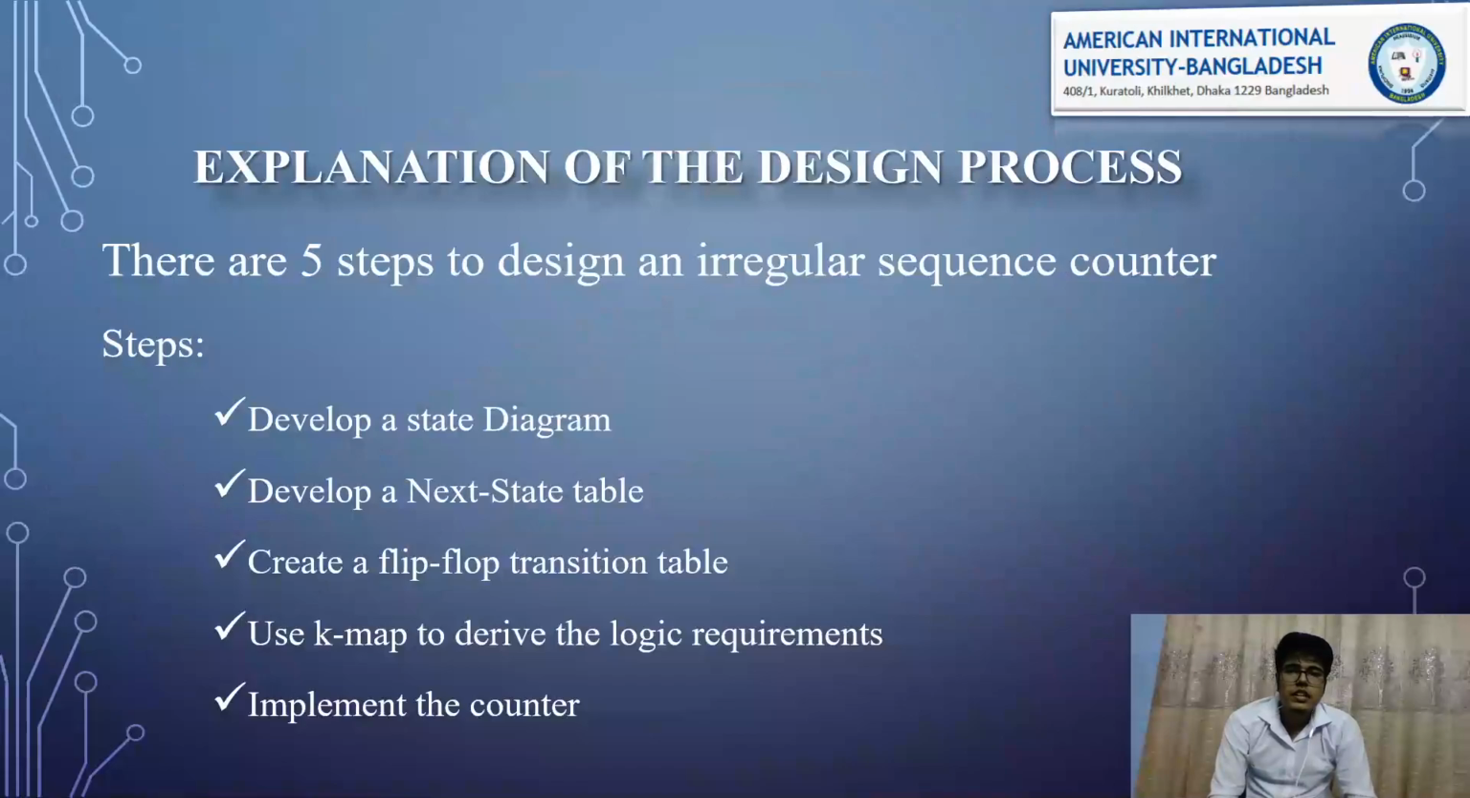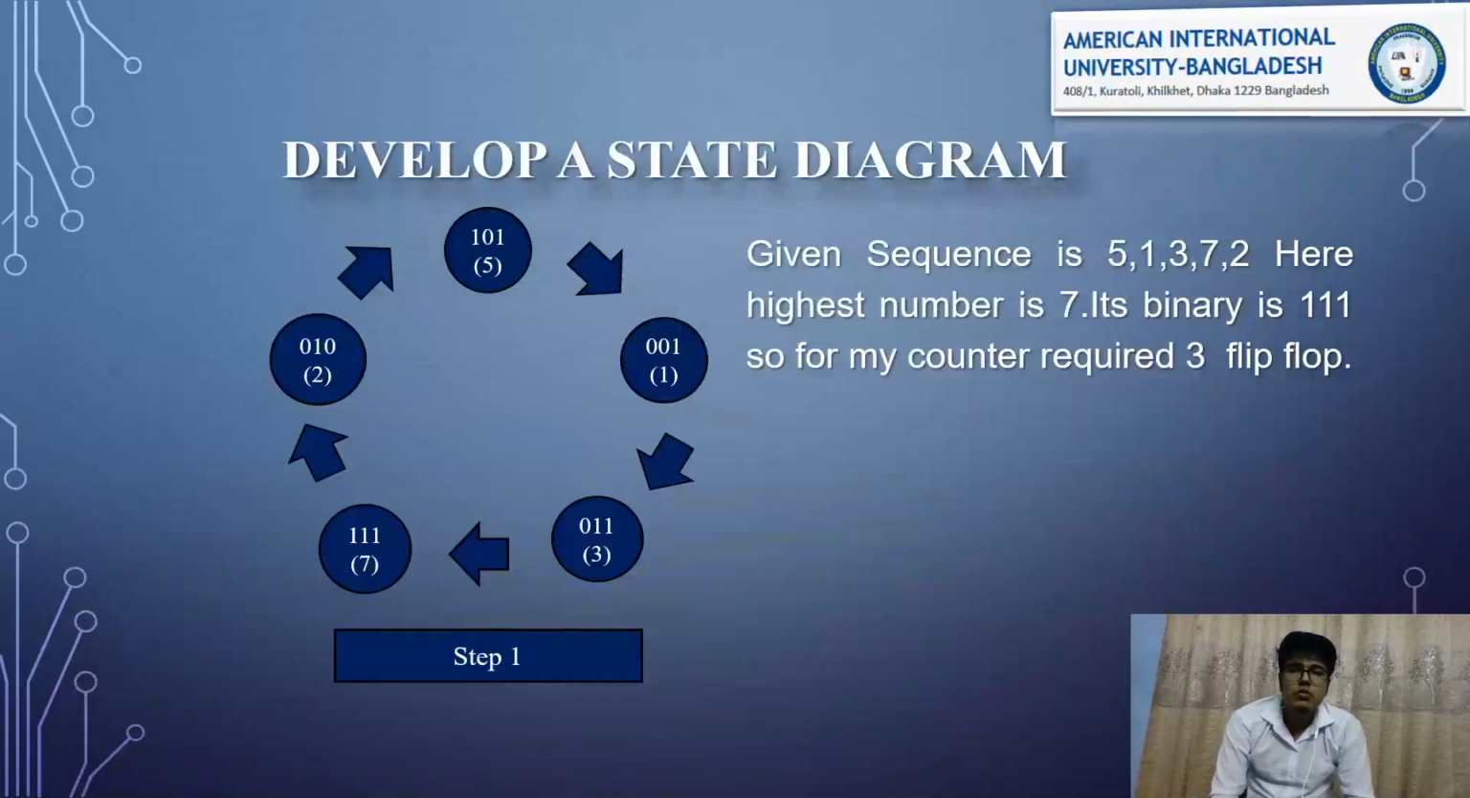There are 5 steps to design an irregular sequence counter. Those 5 steps will be described in my further slides, but at first we have to develop a state diagram, then develop a next state table, then create a flip-flop transition table, and then use K-Maps for deriving the logical requirements for implementing the counter. Then at last we can implement the counter. So let's jump into the first step, which is developing a state diagram.